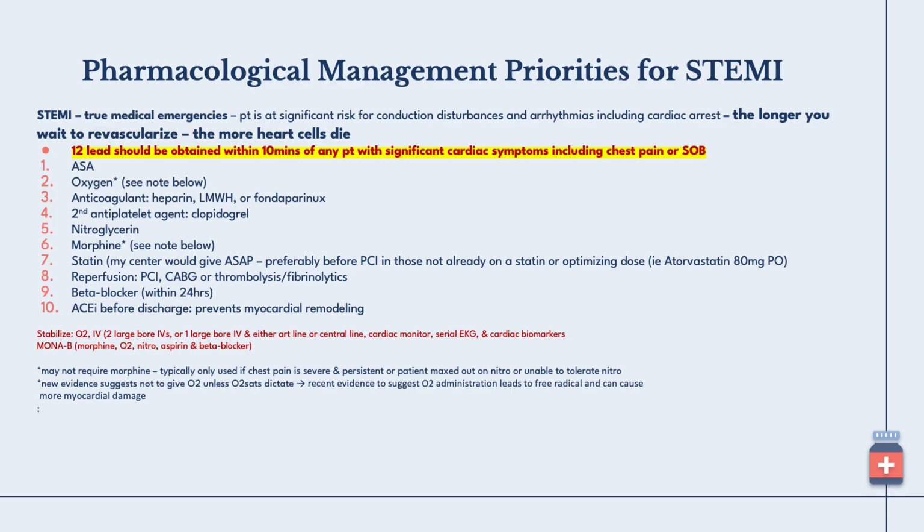Consider a statin. My center tended to give the statin or optimize their current statin to a high intensity level, preferably before PCI. Again, it would really depend on your center, but always consider the statin. And then our reperfusion, whether it is PCI, CABG, or thrombolysis, fibrinolytics.